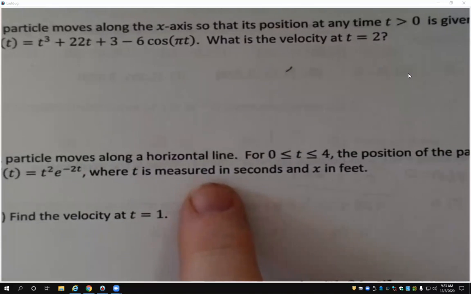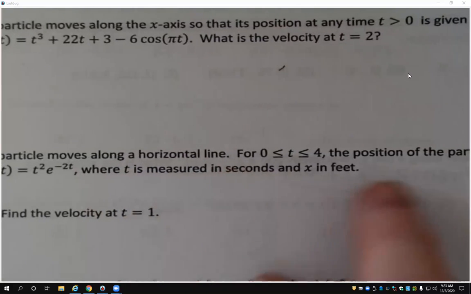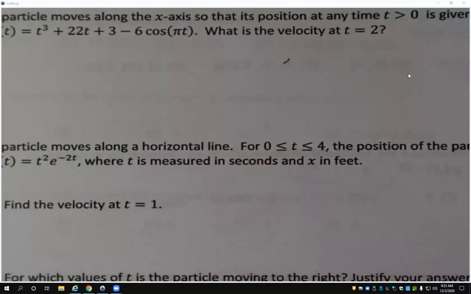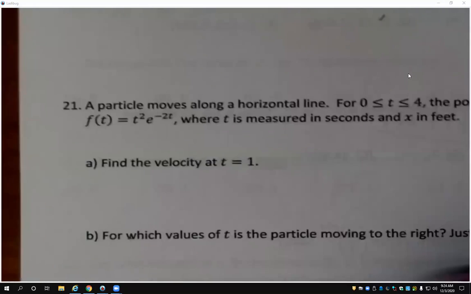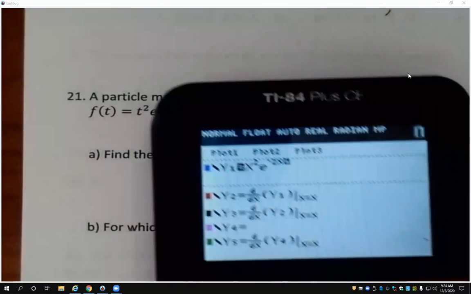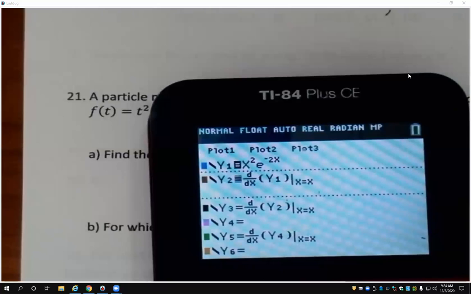All right, so let me read the scenario. A particle moves along the horizontal line. The position, so this is our position function, where t is measured in seconds and x is in feet, although we were never asked to give units. The first one is find the velocity at t equals 1. That's going to be my graph in y2, my first derivative.